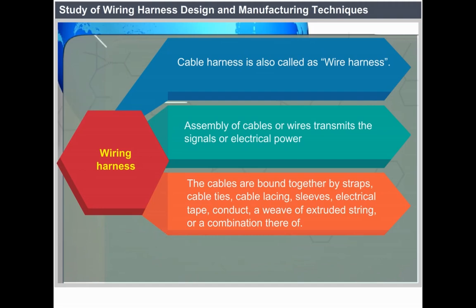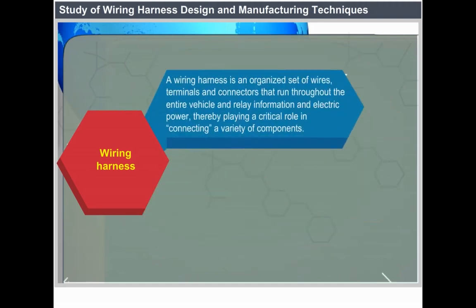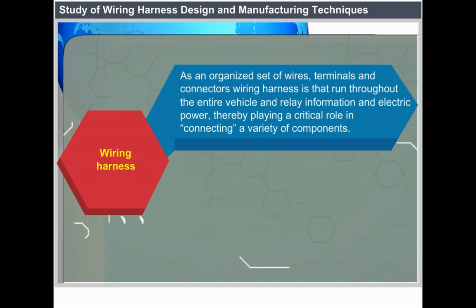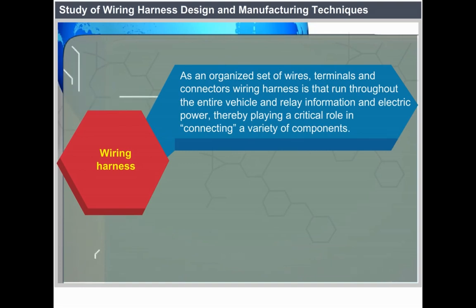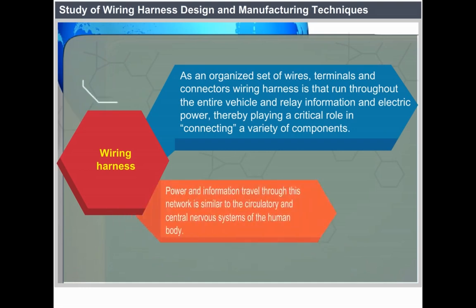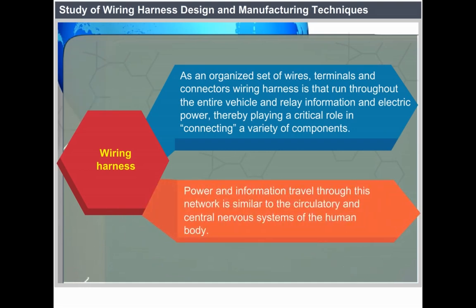A wiring harness is an organized set of wires, terminals and connectors that run throughout the entire vehicle and relay information and electric power, thereby playing a critical role in connecting a variety of components. Power and information travel through this network much like the circulatory and central nervous systems of the body.